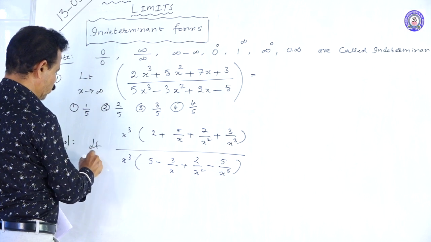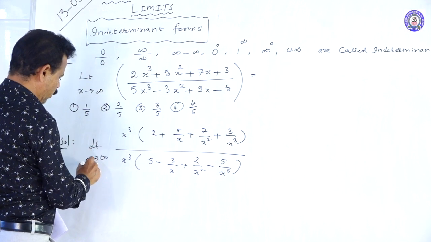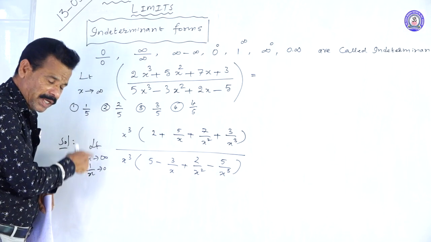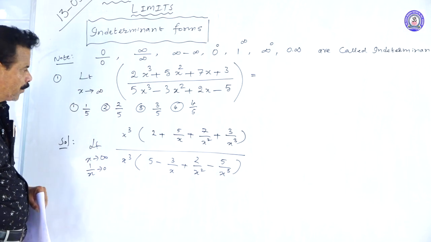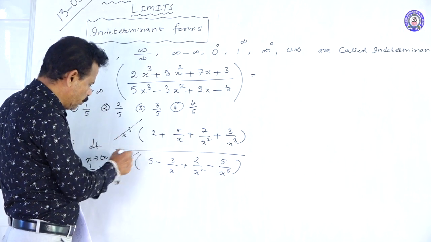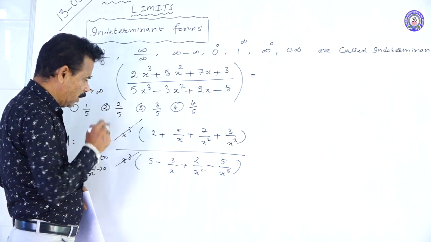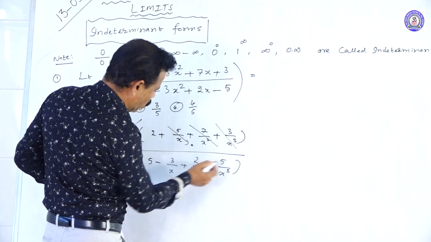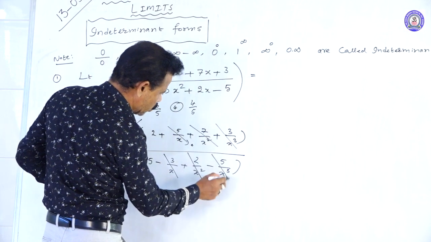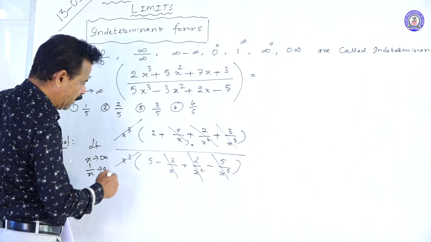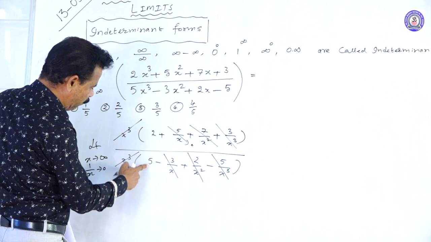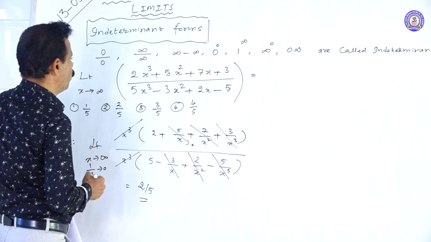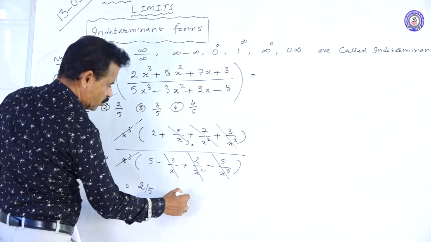When x tends to infinity, 1 by x tends to 0. So this x cube gets cancelled. Here 5 by x tends to 0, and all these terms are 0. So the remaining value is 2 by 5. So the answer is 2 by 5. The second option is the right answer.